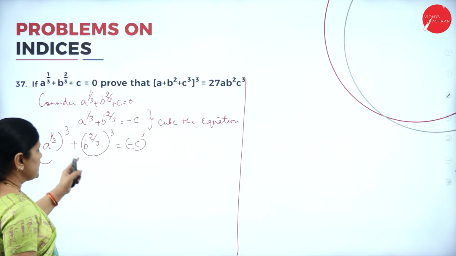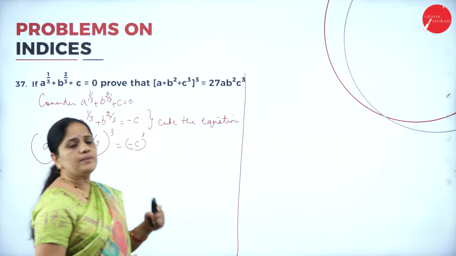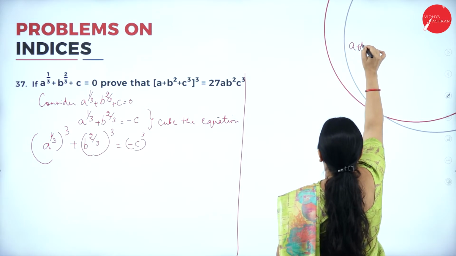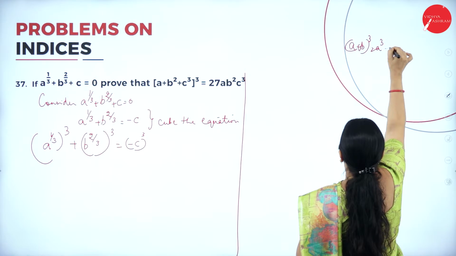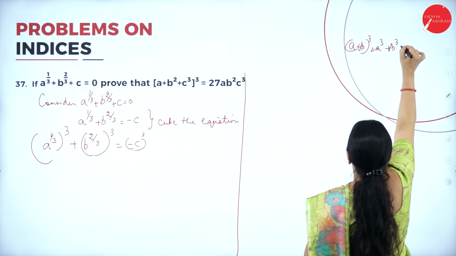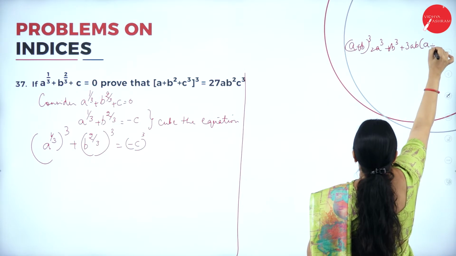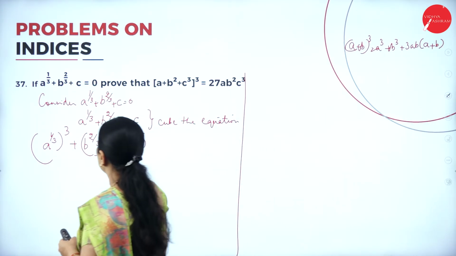Now, this is an expansion of the formula. Now, what is the formula used here? So, the formula used is a plus b the whole cube will be equal to a cube plus b cube plus 3ab into a plus b. Now, I am making use of this formula here.